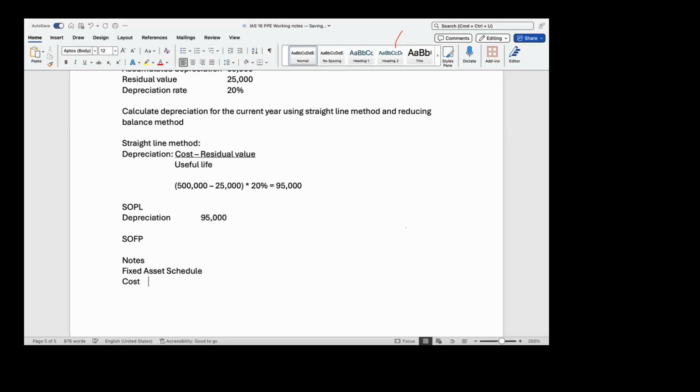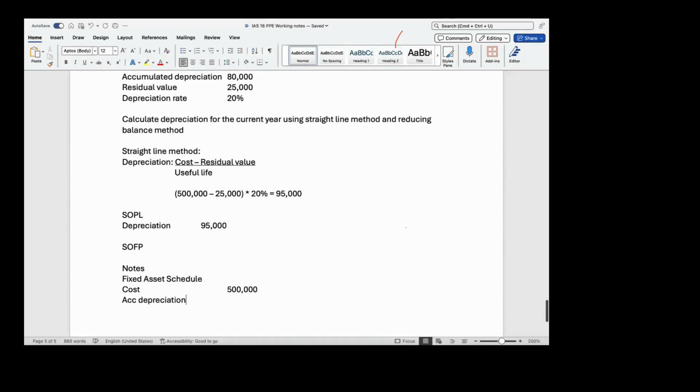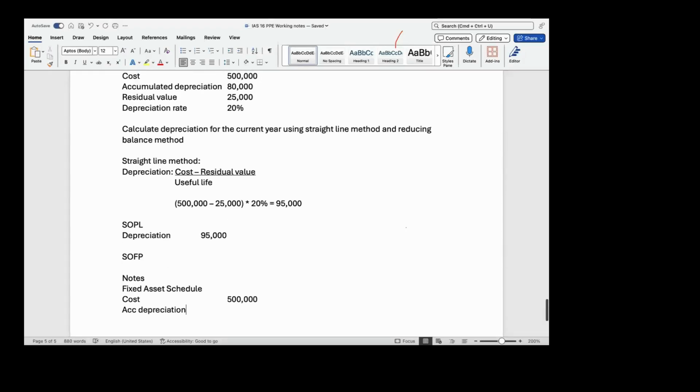We'll have costs. How much is the cost? 500,000. What is now the accumulated depreciation? 95,000 plus 80,000. That's 175,000.